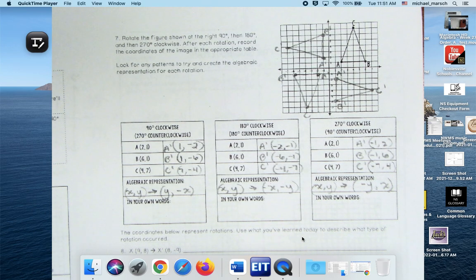Kind of looks like a windmill or a pinwheel. Did you guys ever do those when you were little? Like you put them in your yard and the wind makes it go. You know what I'm talking about?